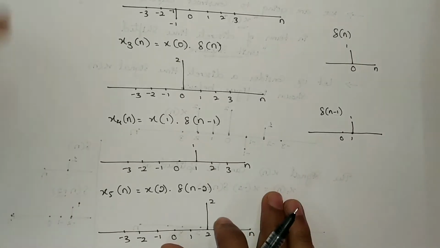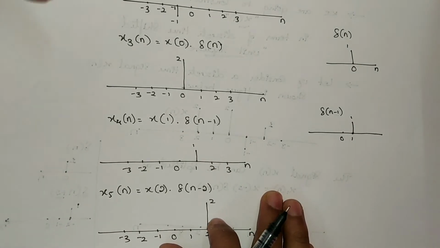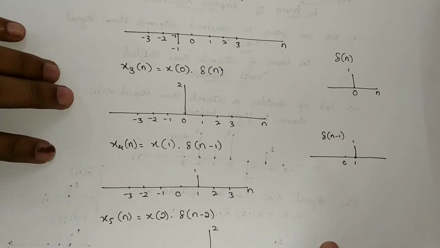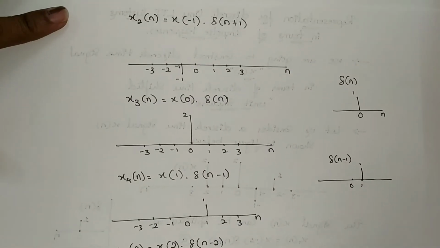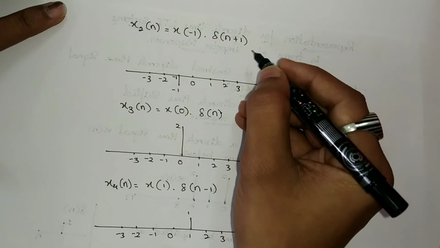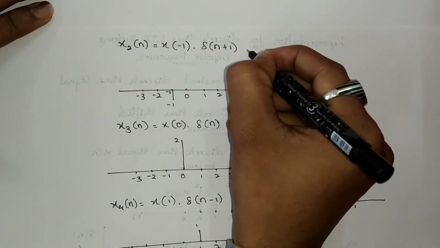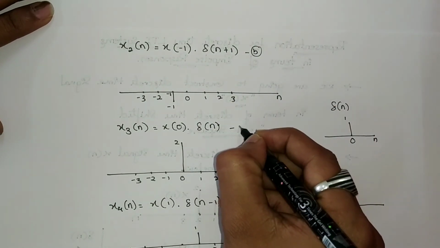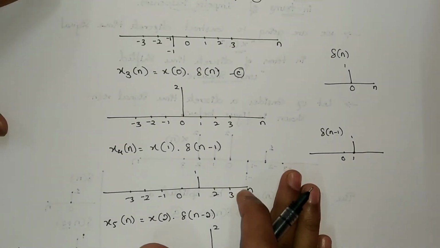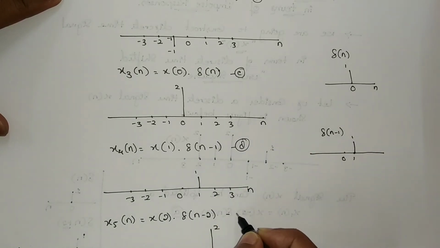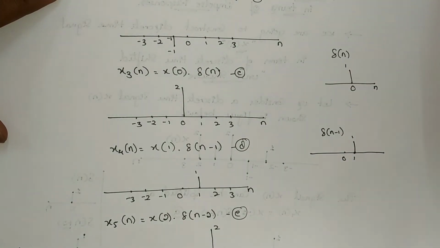So now we got 5 equations. X1 of n marked as equation A. After that, x2 of n marked as equation B, equation C, equation D, and equation E. We got 5 equations. Okay.